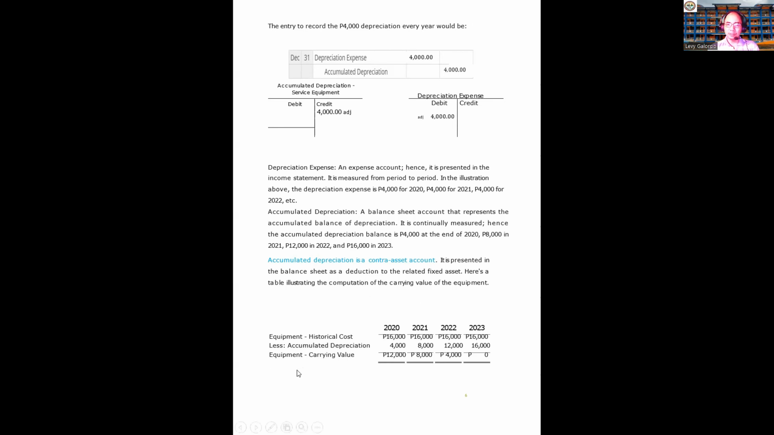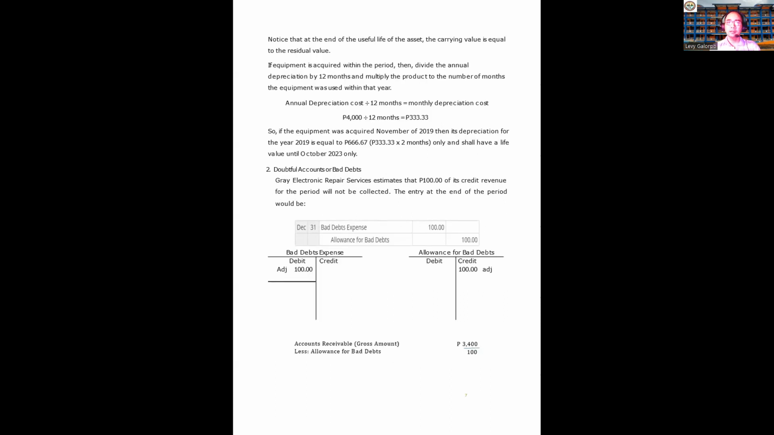Yung presentation, tingnan natin dito. Ito ay from 2020 hanggang 2023 kasi 4 years. Yung original cost as of 2020, 16,000. Pare-pareho yan, 21, 2022, 2023, 16,000. And then, every year, madadagdagan ng accumulated depreciation. First year, 4,000. Second year, 8,000 hanggang 16,000 na pagdating ng 2023. Ibig sabihin, after 2023, ang carrying value na ng iyong equipment ay 0 na. Notice that the end of the useful life of the asset, the carrying value is equal to the residual value.